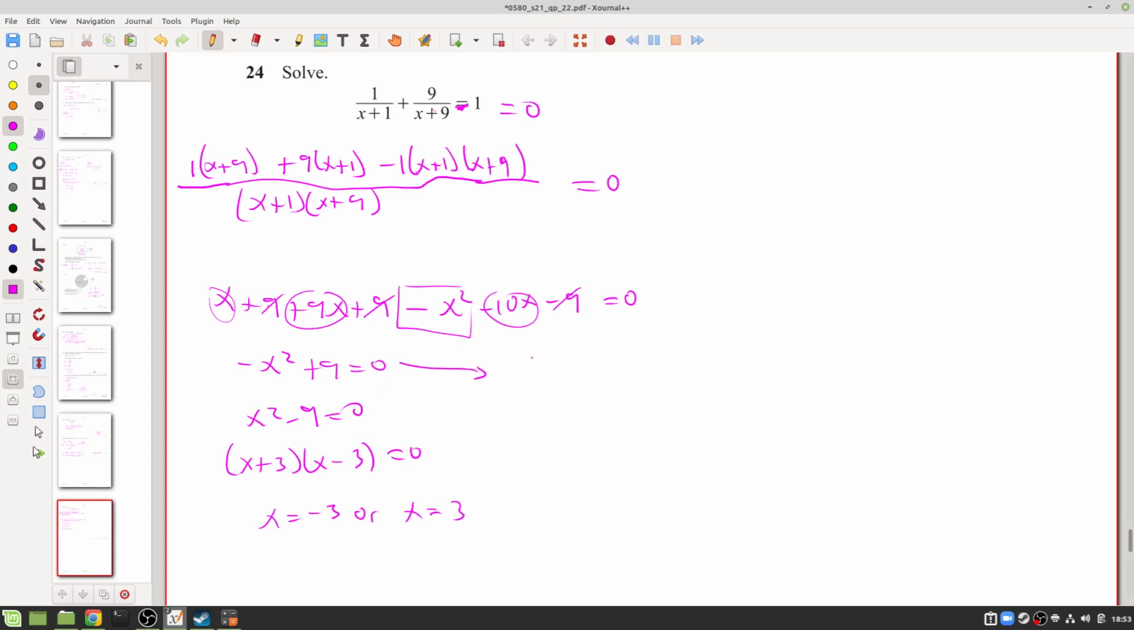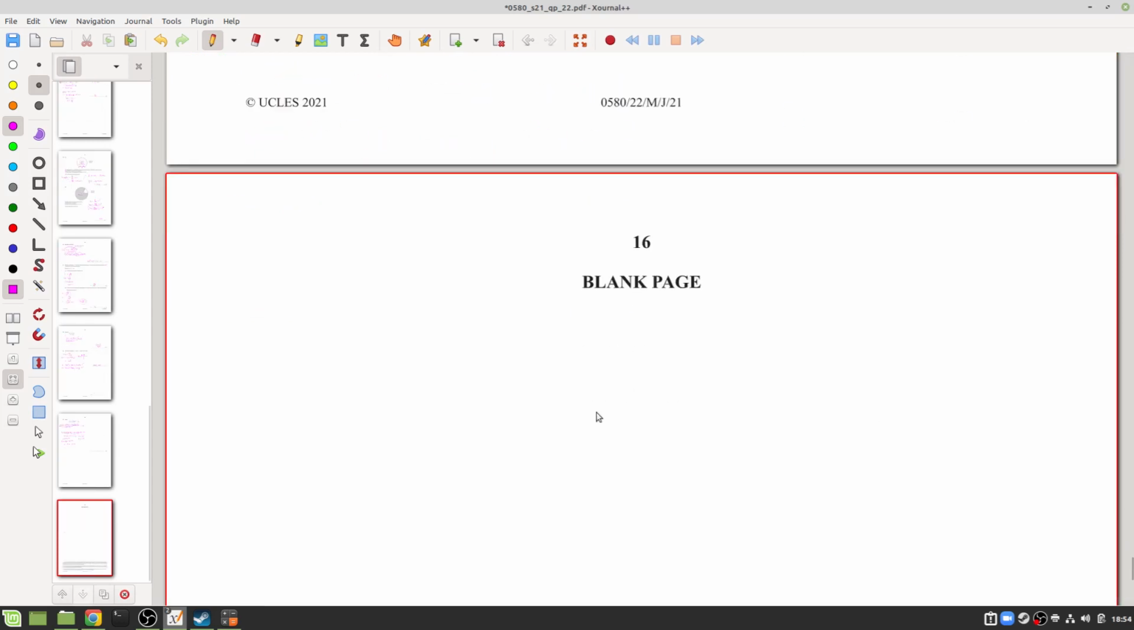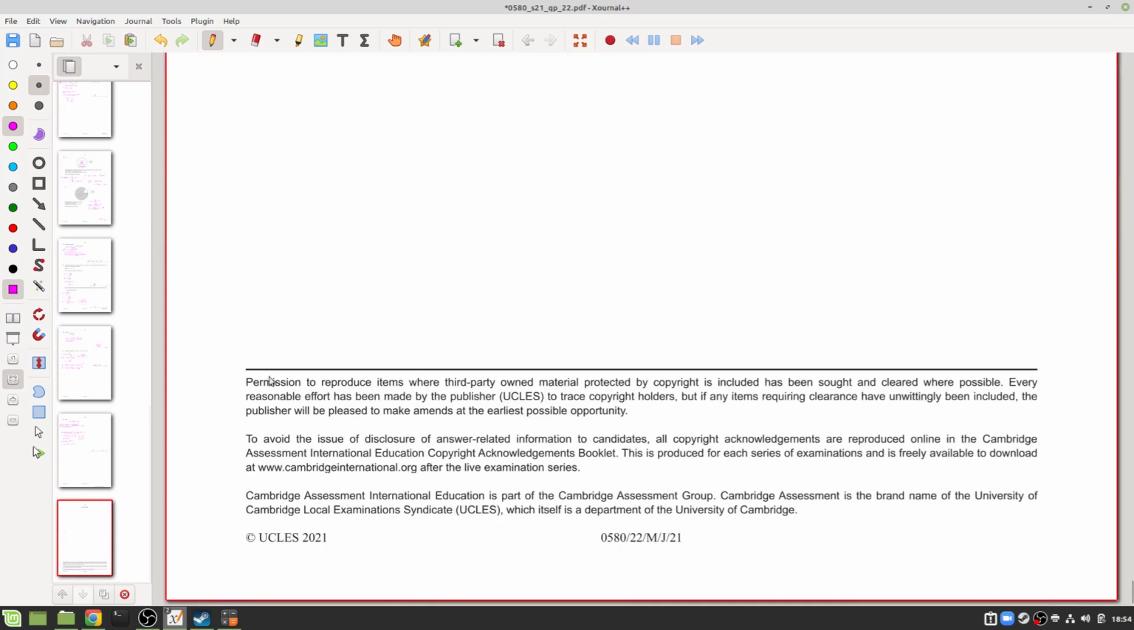Now from here you could have also just said 9 equals x squared, and then take the square root, and remember plus or minus when you take the square root, 3. So both of those options are correct. So x is 3 or negative 3. Okay, and that's it.